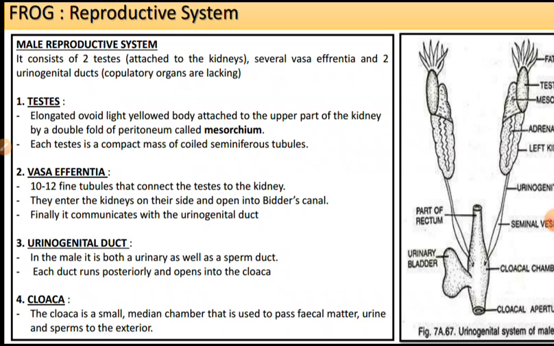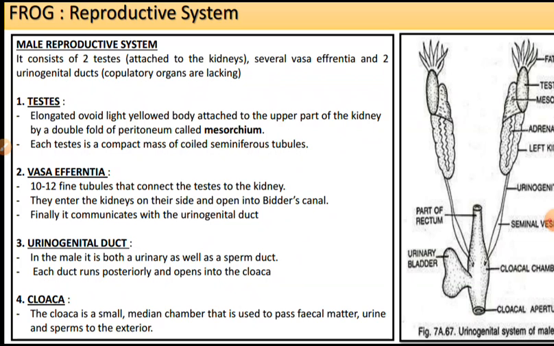This Bidder's canal enters into the urinogenital ducts. This Bidder's canal is connected to the ureter through the collecting tubules. Thus, the spermatozoa formed in the testis enter the Bidder's canal and pass out through the ureter. As this ureter carries the genital cells as well as the urine, it is known as the urinogenital duct. The urinogenital duct dilates into a seminal vesicle just before opening into the cloaca.